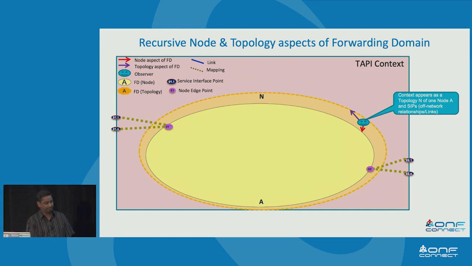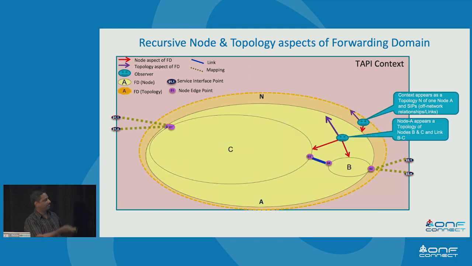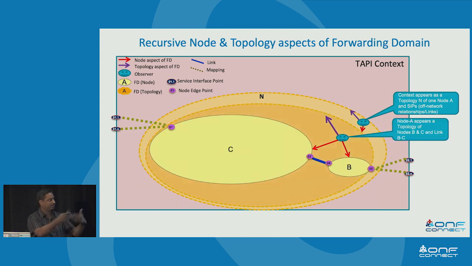He doesn't see how the ports in the node are connected internally. All he sees is a node with these two edge points, and this node has some characteristics, whether you can connect these points, how much capacity, and so on. But if the observer goes inside the node, all the way down, you will see that there is always topology. So a node always has an internal topology. It may or may not be exposed.